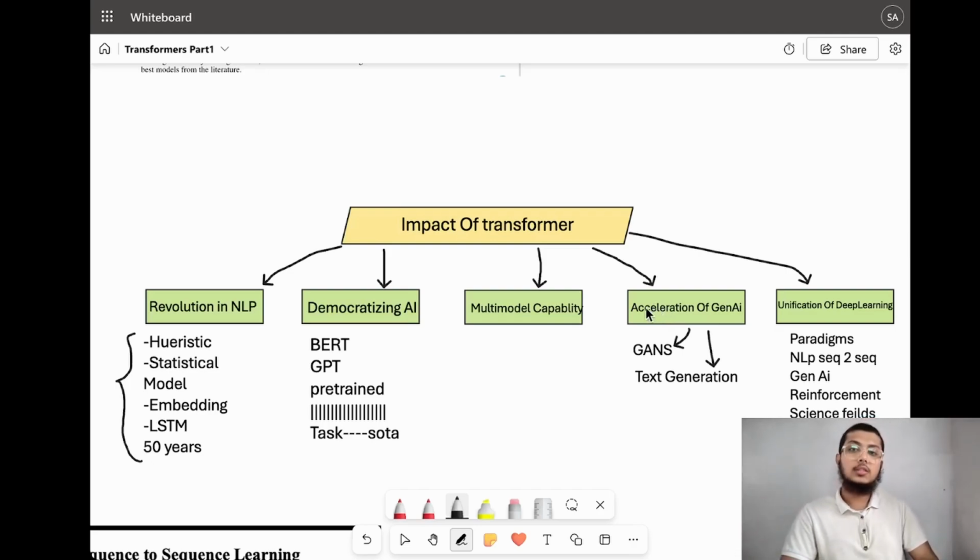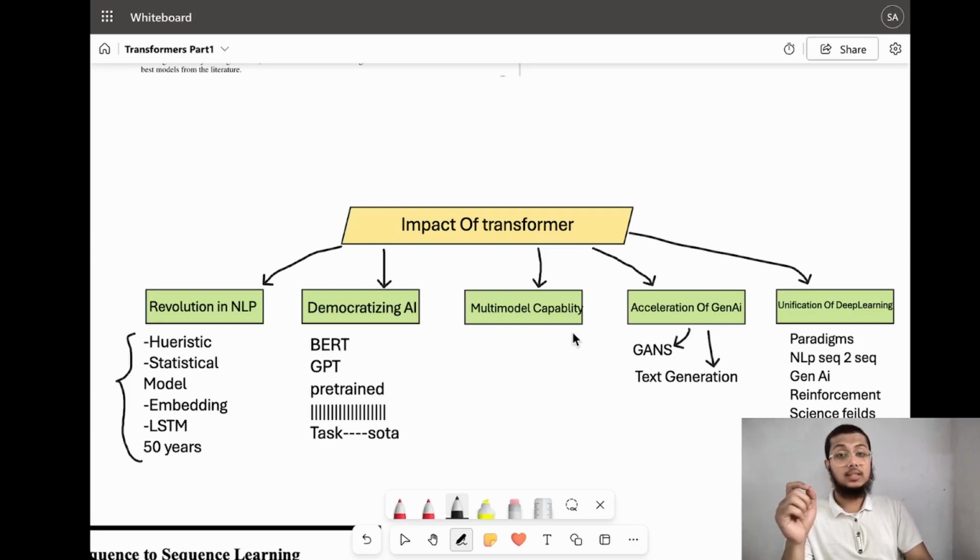So now, what is the benefit of transfer learning? If there is a small company, startup, or an individual researcher making an NLP application, then what he can do very easily is pick up these trained transformers and apply them to his task and achieve state-of-the-art results, which was almost impossible earlier. So today, because of transformers, AI became democratized.